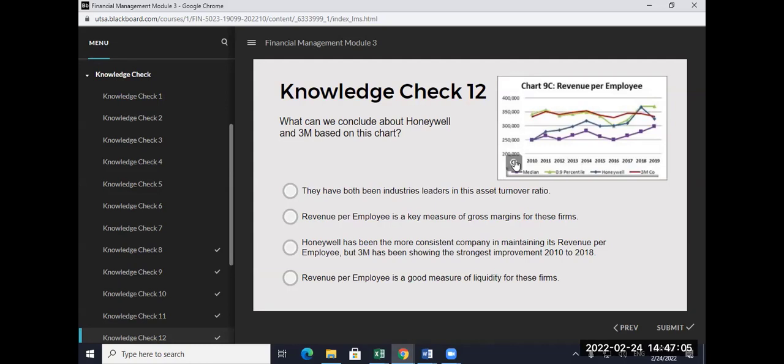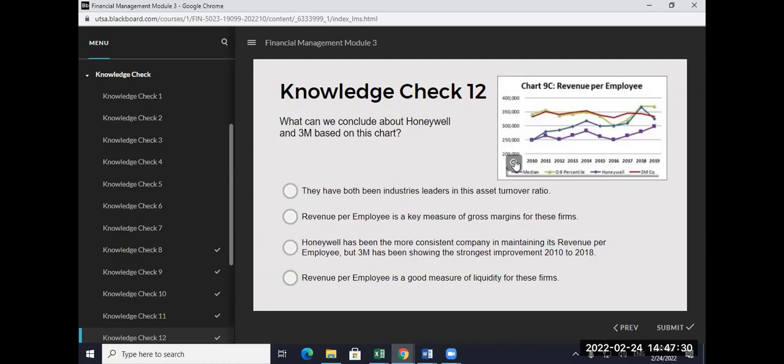All right, 15 seconds. All right, so revenue per employee is that liquidity, solvency, turnover, or margin? Turnover. It's a turnover ratio. Anytime you see revenue per, that's a turnover ratio. You just know that, right?